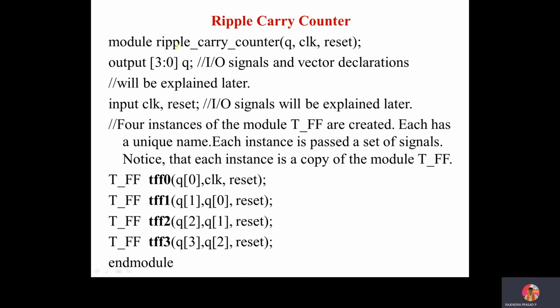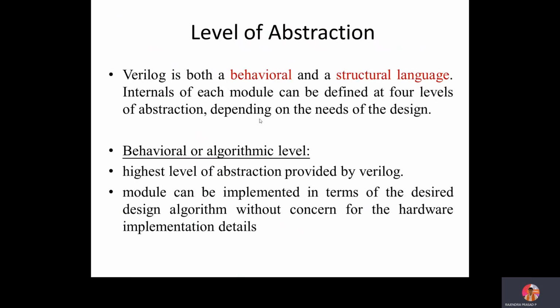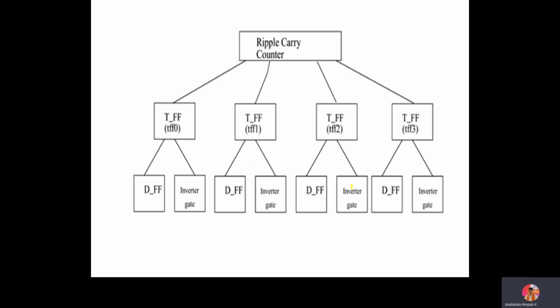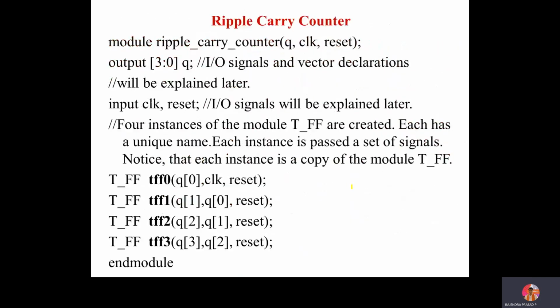Next, I have written this as the main program, the main program for the ripple carry counter. But I don't know what this TFF is. The toggle flip flop: what is the input, what is the output, we have not written. So how are we going to implement the toggle flip flop? We are going to implement the toggle flip flop using the D flip flop. So I have written the main program now. The main program is this one.